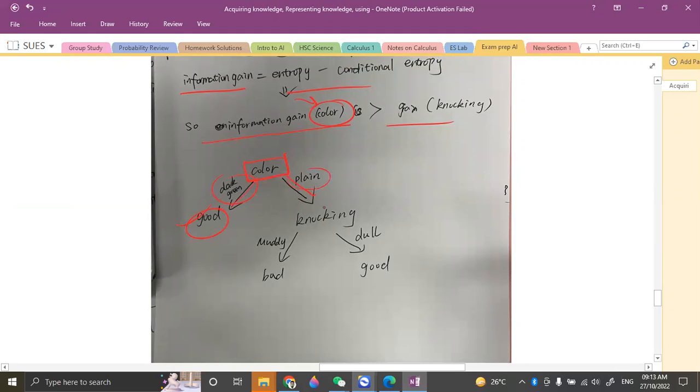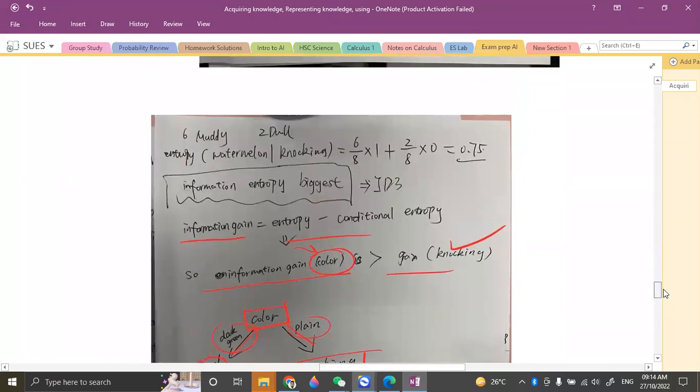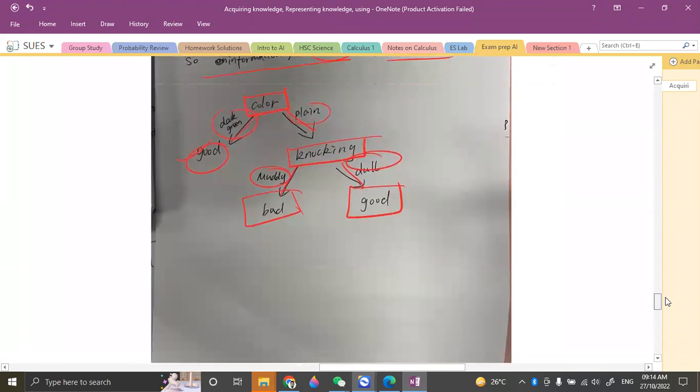And if it's plain, so we take another attribute, that is knocking. I mean the second attribute here. So again, we split the condition, if it is muddy or if it is dull. So if it's muddy, it's bad. If it is dull, then it's good. So this way, the similar thing that I explained just now is the same, okay?